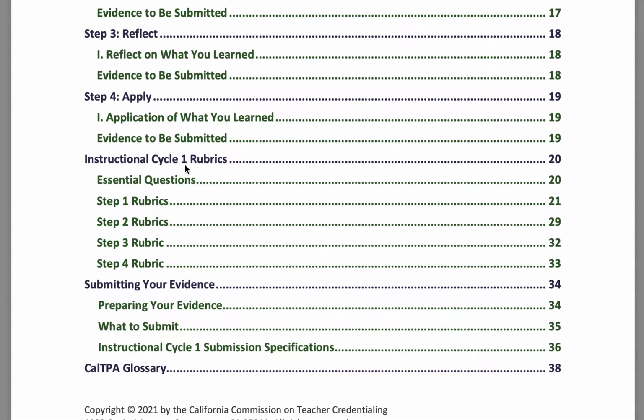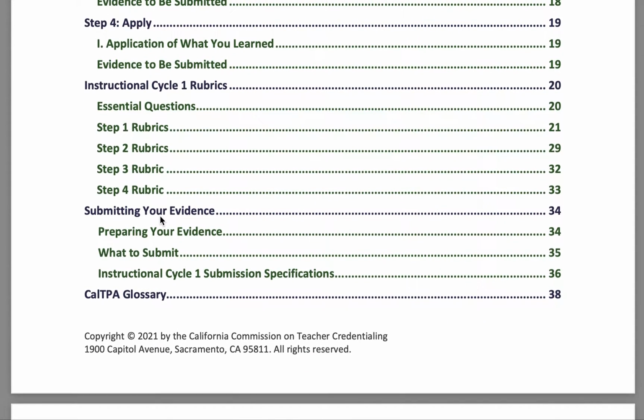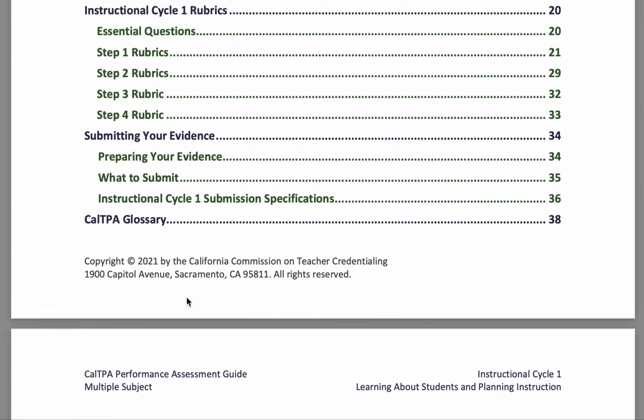Then in the assessment guide, it goes through the rubrics. Rubrics are really important because that's how you are being scored. So you want to know exactly how your evidence that you're submitting is scored. And next, actually submitting your evidence. This assessment guide gives you great information about exactly how to prepare your evidence, what to submit, and how to do it. And finally, you have the glossary.